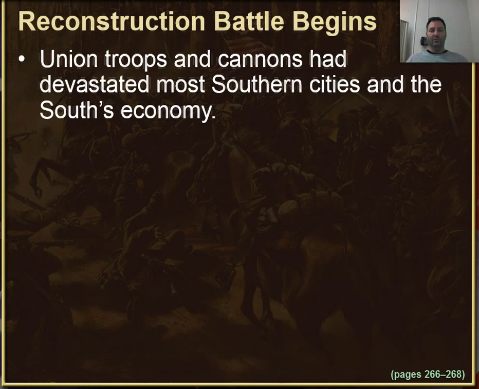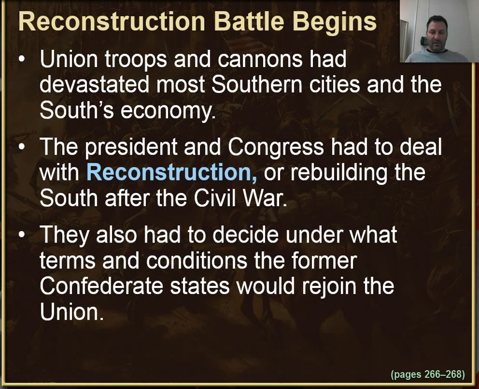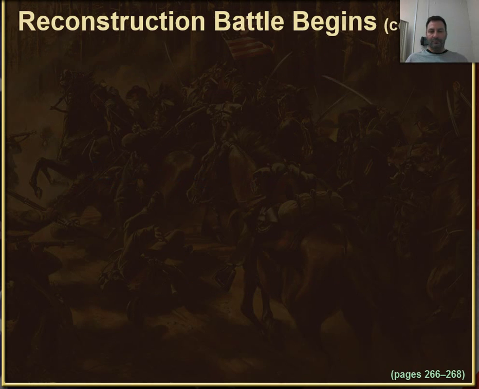The battle begins. Union troops and cannons had devastated most of the Southern cities, and the South's economy was devastated. The president and Congress had to deal with Reconstruction, or basically the rebuilding of the South after the Civil War. They also had to decide under what terms and conditions the former Confederate states would rejoin the Union.